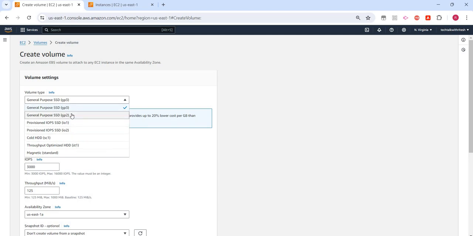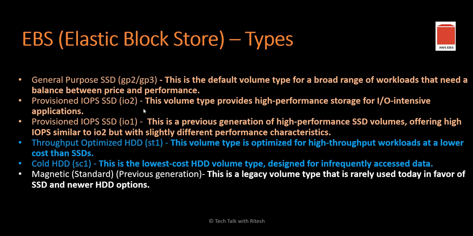GP3, GP2, IO1, IO2, SC1, ST1, total 6 types. And then there is something called magnetic standard, which is a previous generation one. So ideally we should consider 6. Okay, so let's understand. General purpose SSD.